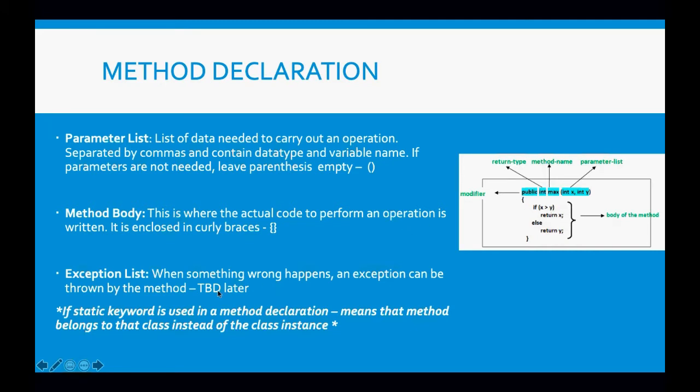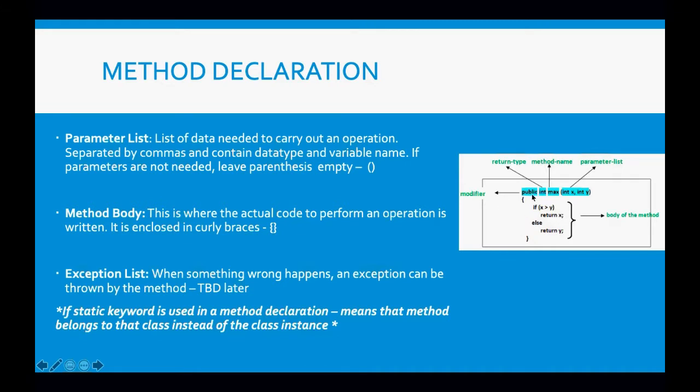So the sixth component, which will be discussed later, is the exception list. So exception is basically if something happens in your application or in your method that something goes wrong, you can actually catch the exception. You can actually say, oh, if something goes wrong, do this, do that. You can throw an exception, and this will be discussed later.